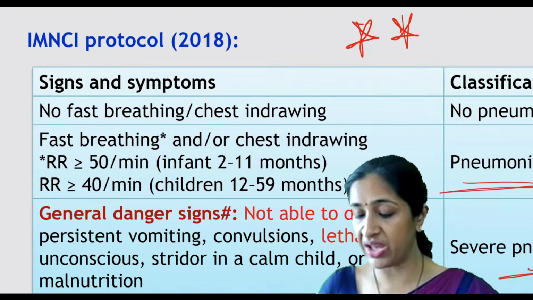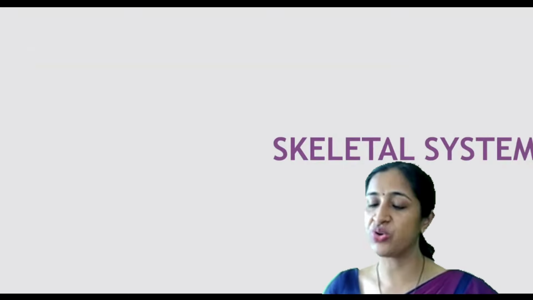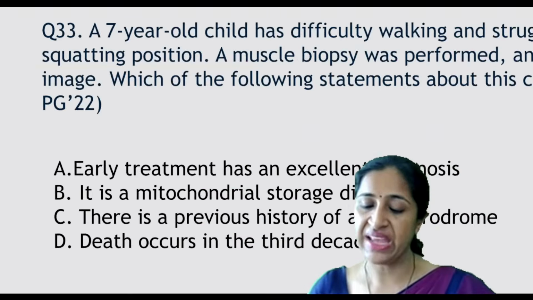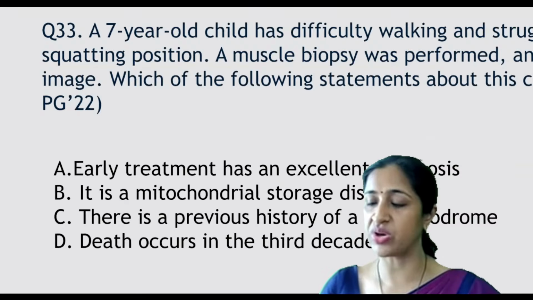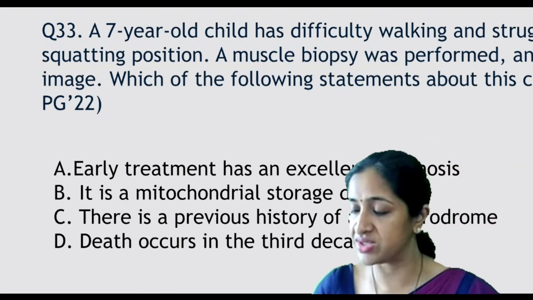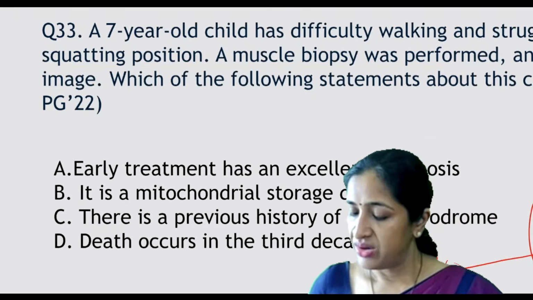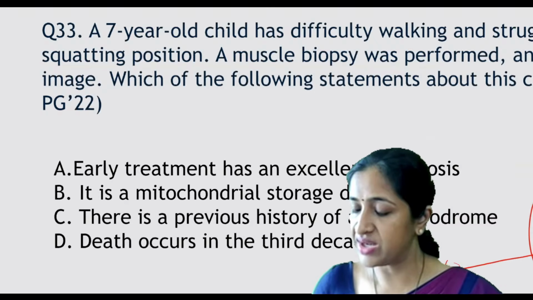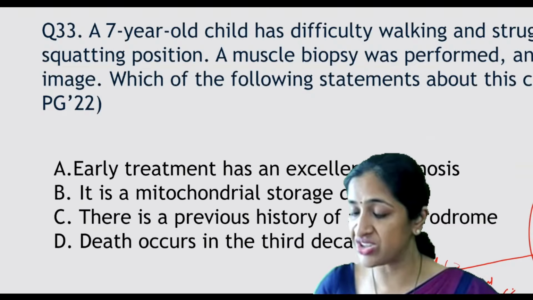Remember, when you have malnutrition, it is always severe pneumonia. Okay, we'll just go quickly over the skeletal system. A 7-year-old child has difficulty walking and struggles to get up from squatting. Muscle biopsy showed this. Now, this is where you have multiple granulocytes or neutrophilic infiltrate in the muscle with destruction of protein. That's what you're seeing here.